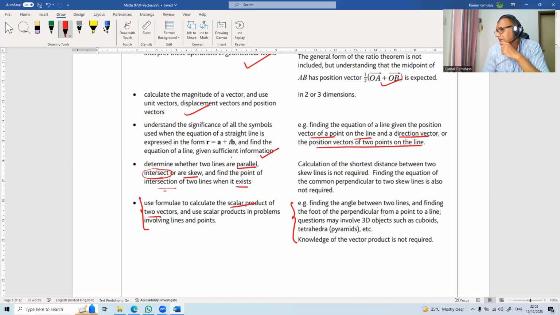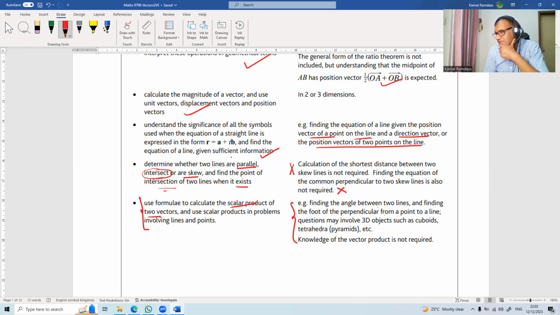OK? Calculation of the shortest distance between two skew lines is not required. Okay, ça pas required. Finding the equation of the common perpendicular to two skew lines is also not required. Ça aussi pas required.